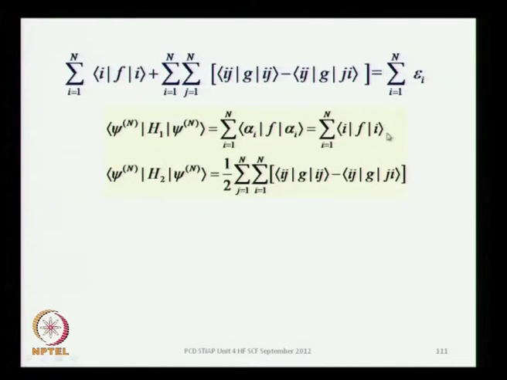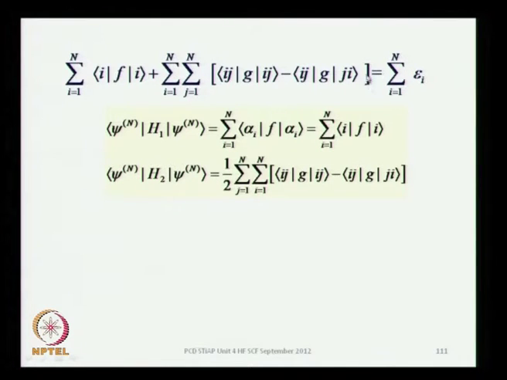These expressions we had obtained earlier, and the expectation value of the 1 electron operator is the sum over i going from 1 through n of this matrix element, which is what you find over here. So, this is obviously the expectation value of the 1 electron part of the Hamiltonian.